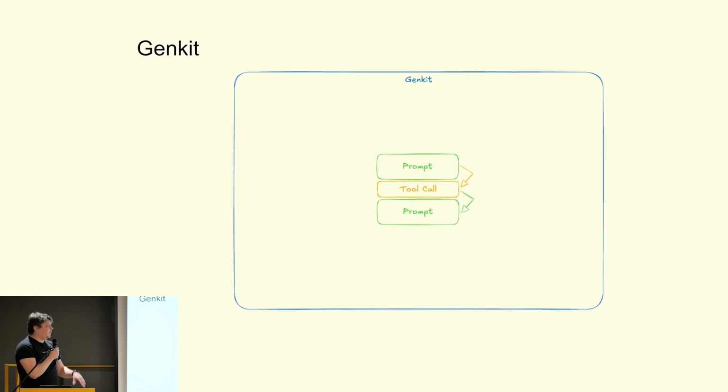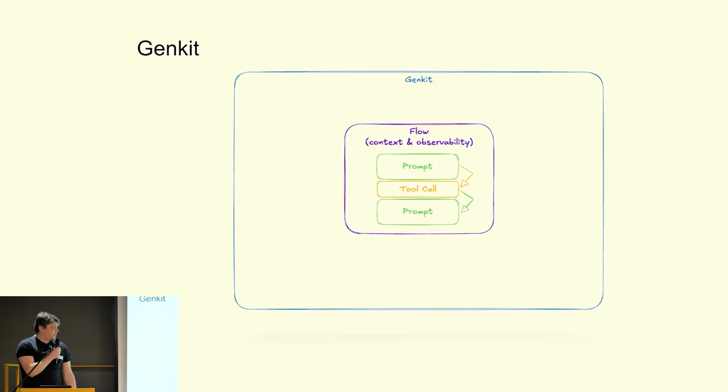So you don't need to figure out what is the best way to pass tool data, what is the best way to have inputs and output schemas. There's a validation for you, and so on and so forth. And so all of this is then wrapped into something called a flow.